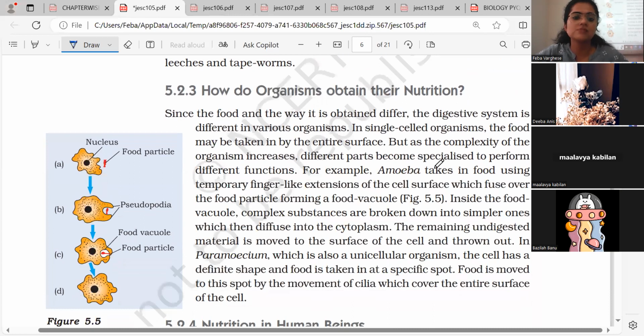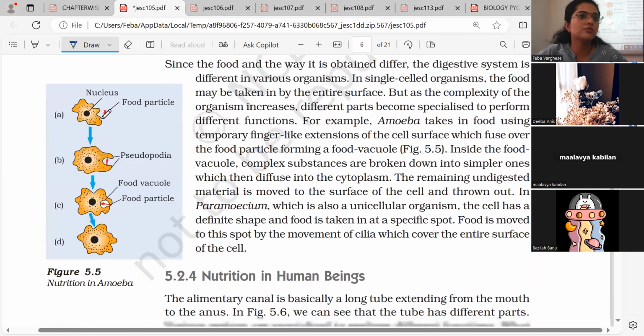Now, how do organisms obtain their nutrition? For example, holozoic nutrition in amoeba. They can ask you to draw this diagram and explain the process. So just study the diagram and then explain the process. See what is happening over here. There's a food particle. There's an amoeba approaching the food particle. It extends its pseudopodia and encloses the food particle inside a vacuole, and then the digestive enzymes are secreted into the vacuole, and that causes the digestion of food materials. So it's a kind of holozoic nutrition.